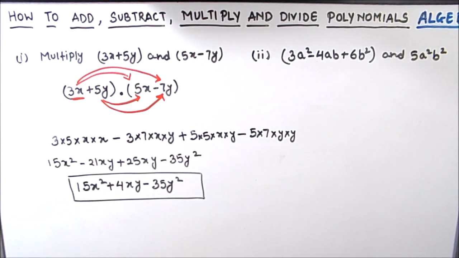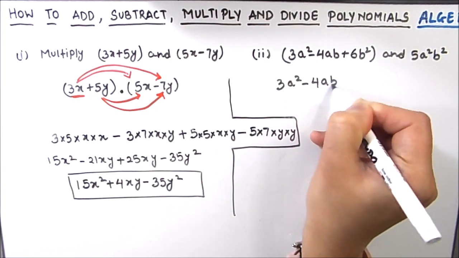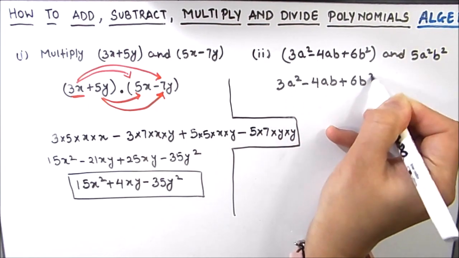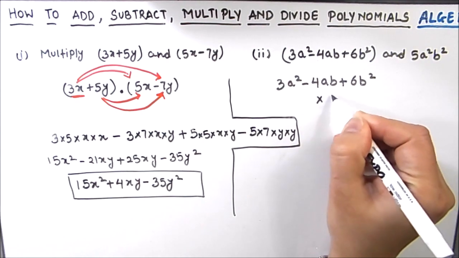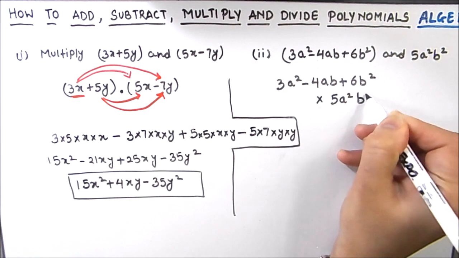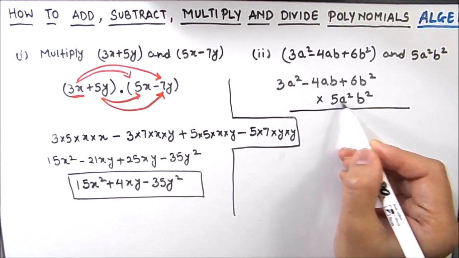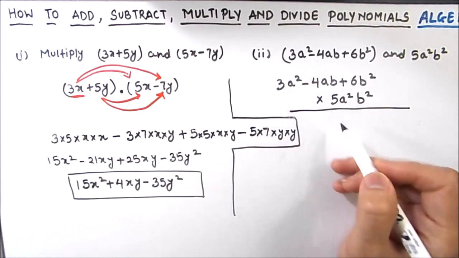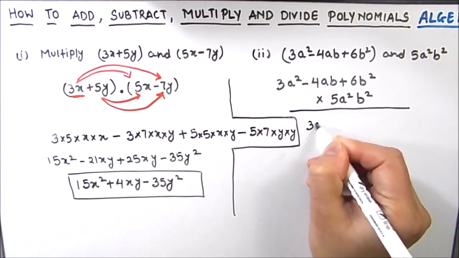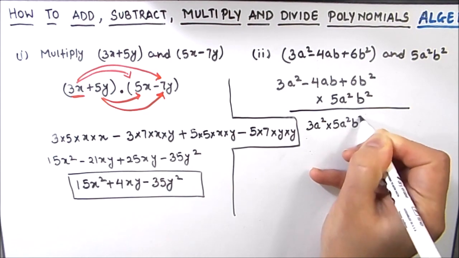Let's try our second example where we will be using the column method of multiplication. This is 3a square minus 4ab plus 6b square. And in the second column we are going to write the second polynomial, which is 5a square b square. So we will multiply 5a square b square by 3a square. So this is 3a square times 5a square b square.